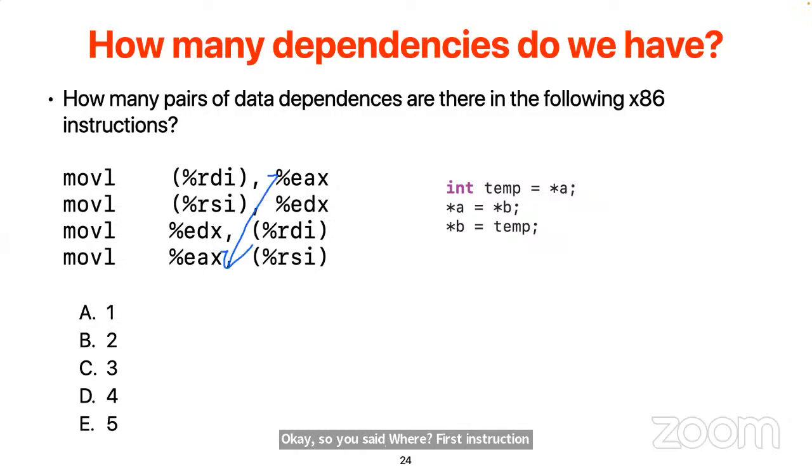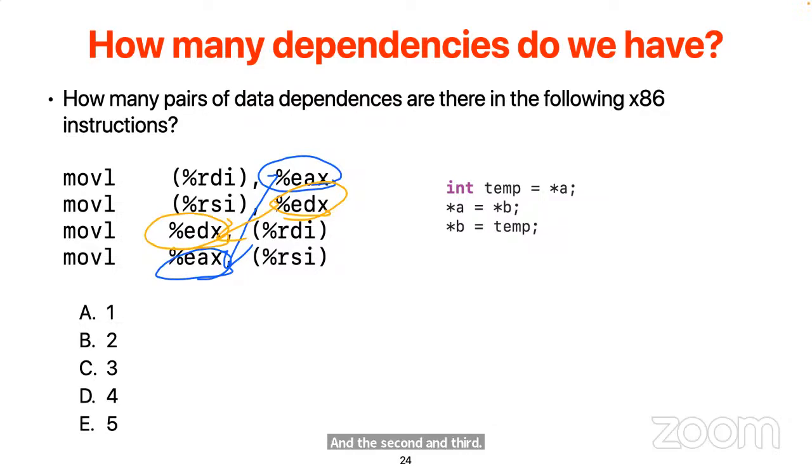Okay, so there's one pair here on EAX, right? Second and third. Okay. Any objection on this too? What else? What are the other two you guys have in mind? Sounds like there's only two. We have 45% of you think it's D, right? What are the other two? Okay, so indeed, for this piece of code, we only have two.